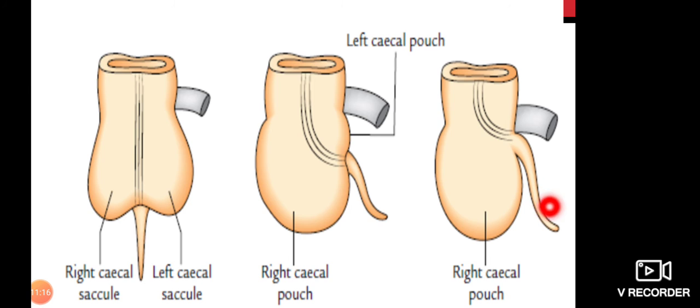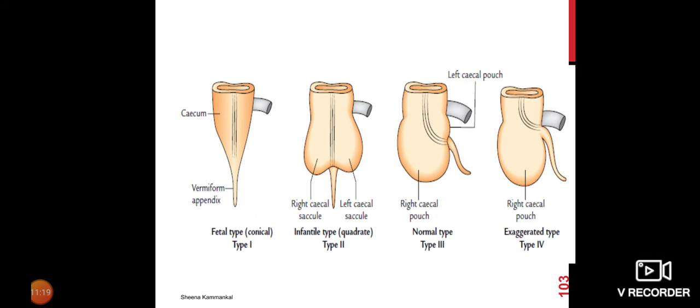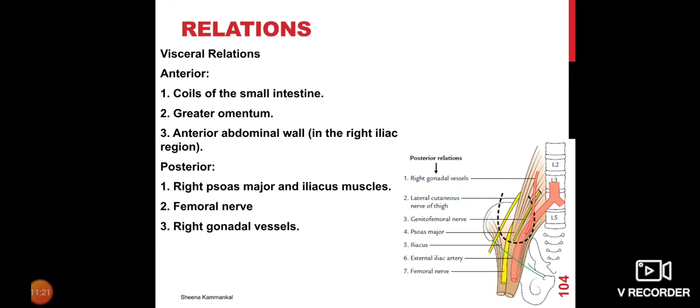So this is about the different types of cecum. If you see the relation of the cecum, cecum is present in the right iliac fossa. Iliac fossa means this is one of the 9 regions of the abdomen: umbilical region, epigastric, hypogastric, then hypochondriac, lumbar, and iliac fossa. Cecum is present in the right iliac fossa.